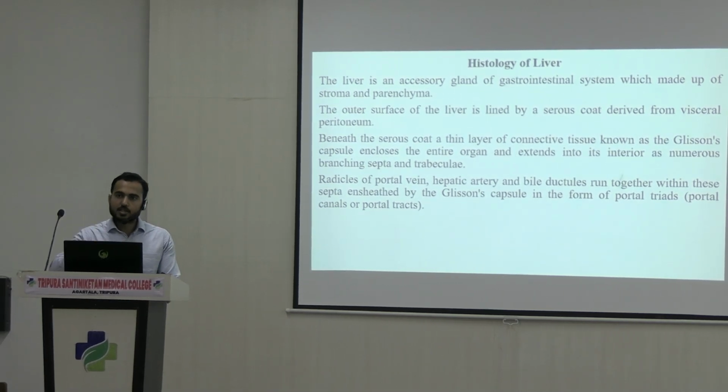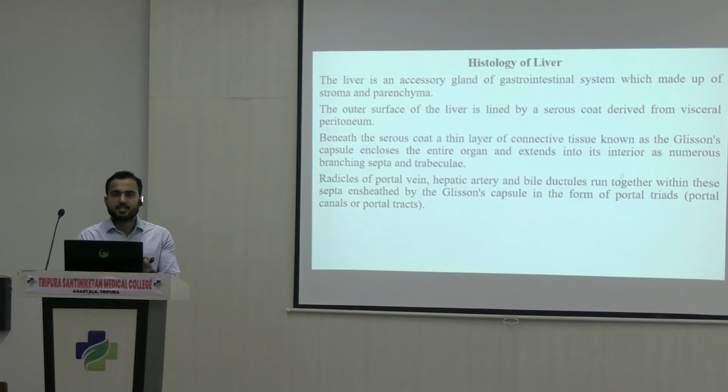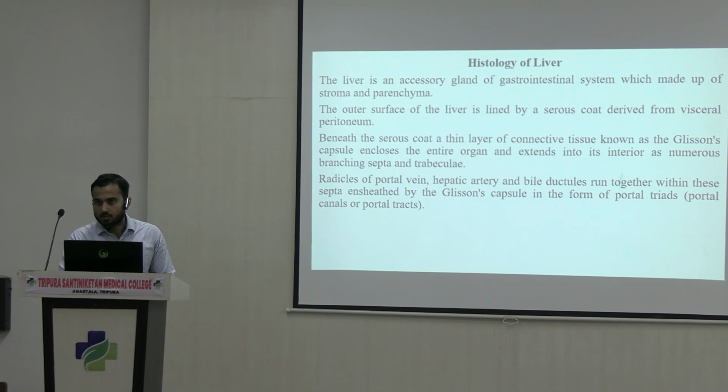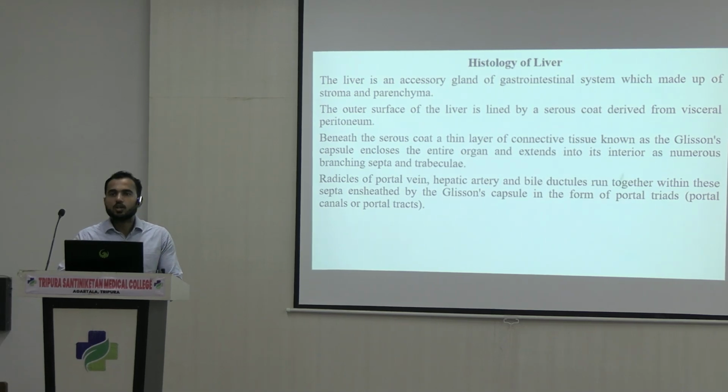Next, beneath the serous coat, okay, a connective tissue covering is present. And what is the name of that covering? It is called as Glisson's capsule. Just below the serous coat, which is covering the liver, a connective tissue capsule is present. What is the name of that capsule? Glisson's capsule. Okay. Now, from this Glisson's capsule, as I said, branching septa or trabeculae will go inside the gland, or inside the liver, and along with that, blood vessels, nerves, lymphatics, they are also passing. And as I said, that will divide the liver into numerous lobes.